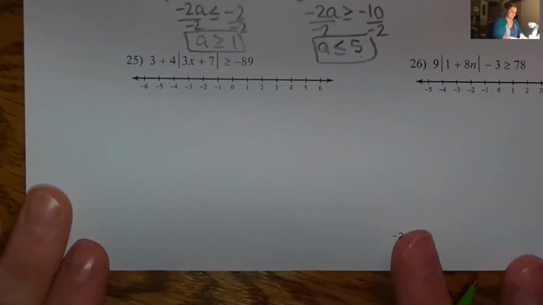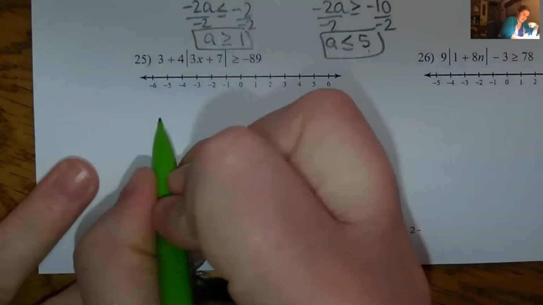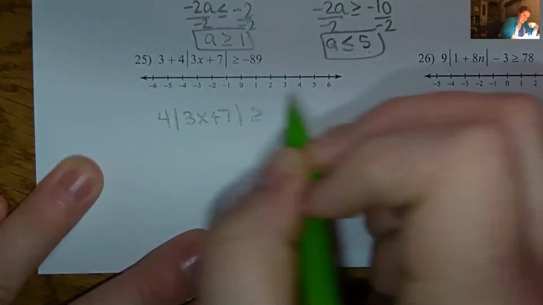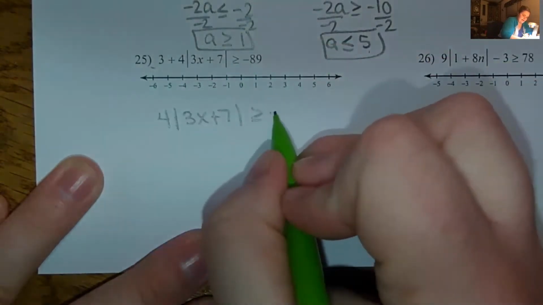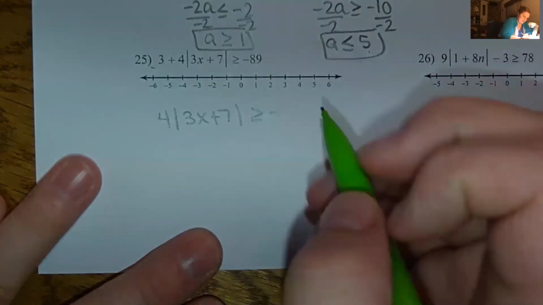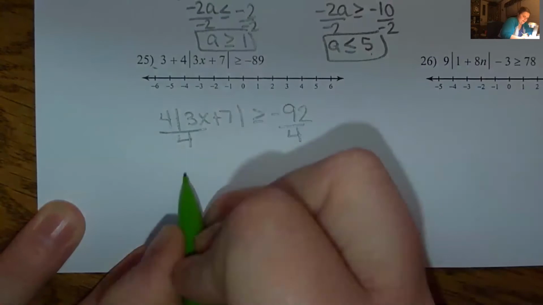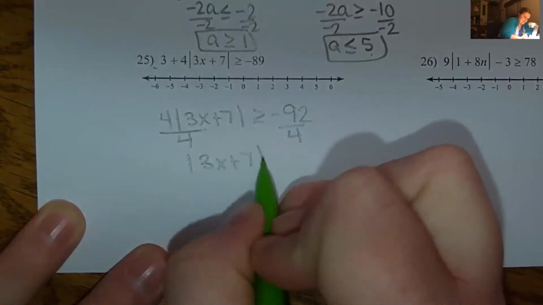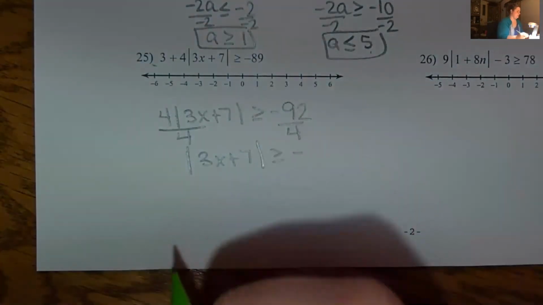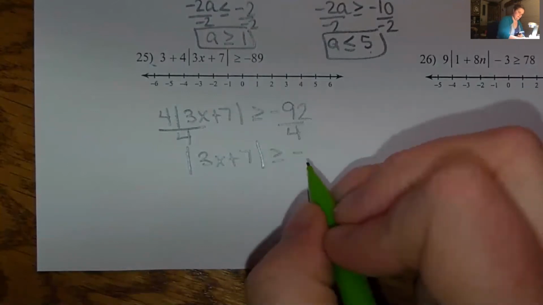Okay, one more problem. This one. Cover that up. How do I get rid of that 3? I got to subtract it. So I have 4 times the absolute value of 3x plus 7 greater than or equal to, if I subtract that 3 from that 89, that is 89, 90, 91, 92. Divide by 4. Divide by 4. I have absolute value of 3x plus 7 is greater than or equal to negative, what's 92 divided by 4? 92 divided by 4, 23.